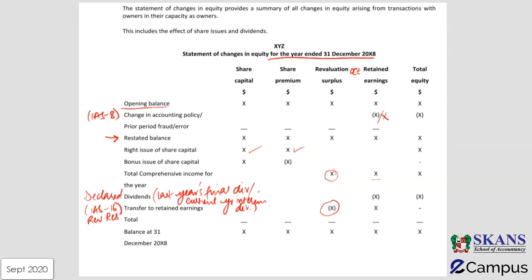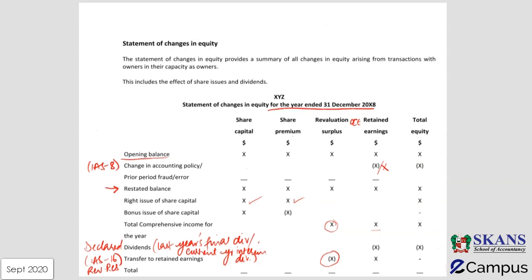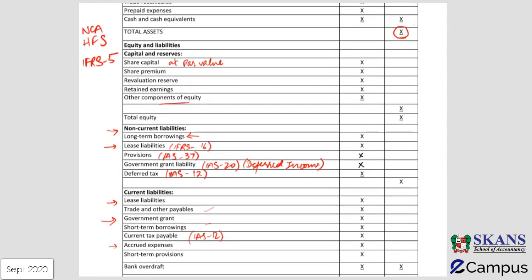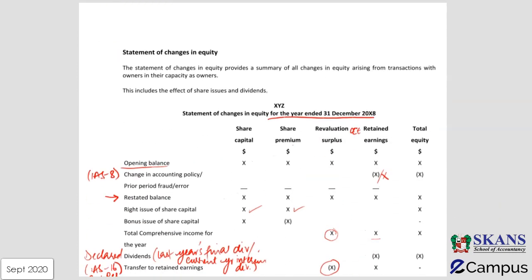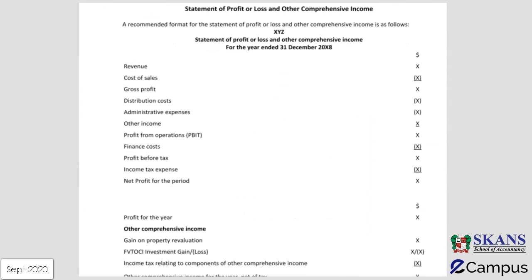Once all of this is done, we take the final balances. These are the total balances or the carried down figures. These figures are then shown as closing balances here in our statement of financial position. This is all with our statement of changes in equity.